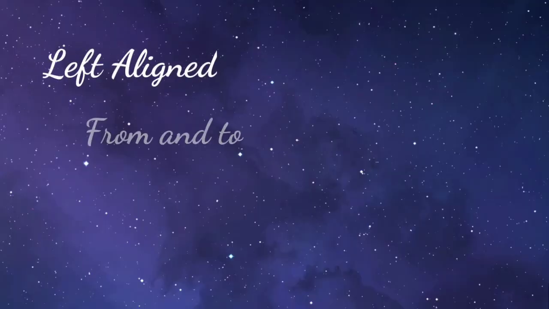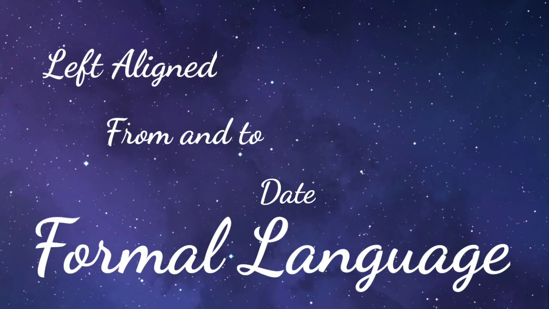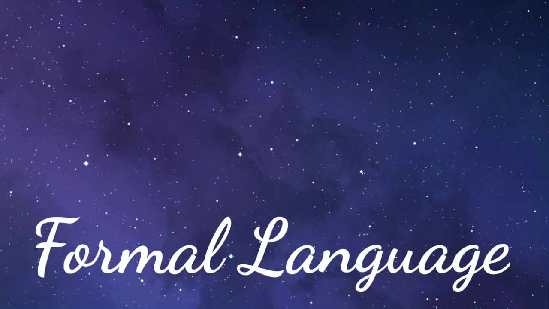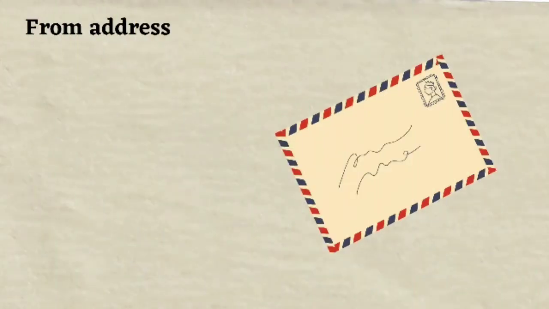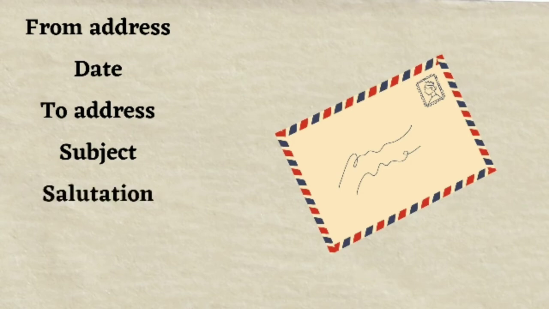First of all, our letter should be left aligned, then there should be from address and to address, date, then moreover, our letter should be in a formal and official language. At the top left corner, we have to write the from address, and below that, after leaving some space, you have to write the date. Then comes the to address or the receiver's address. Then you have to mention the subject of your letter, whether it is an application, an apology, a request, or something else.